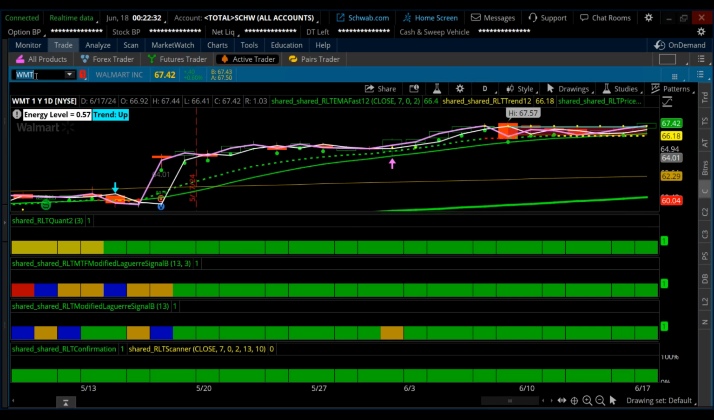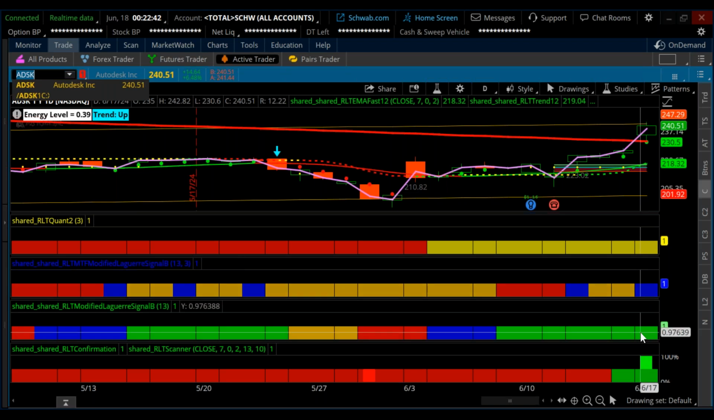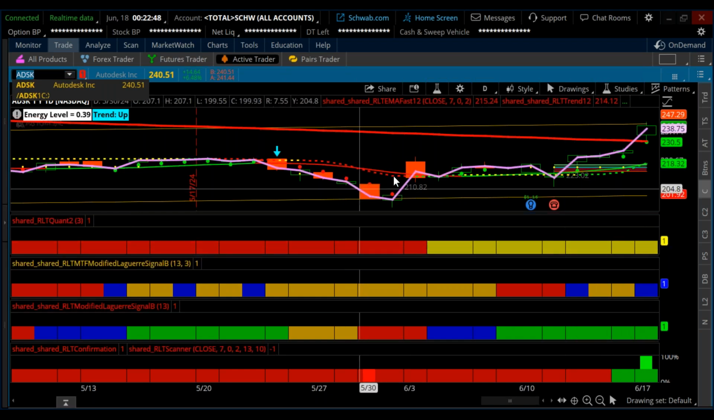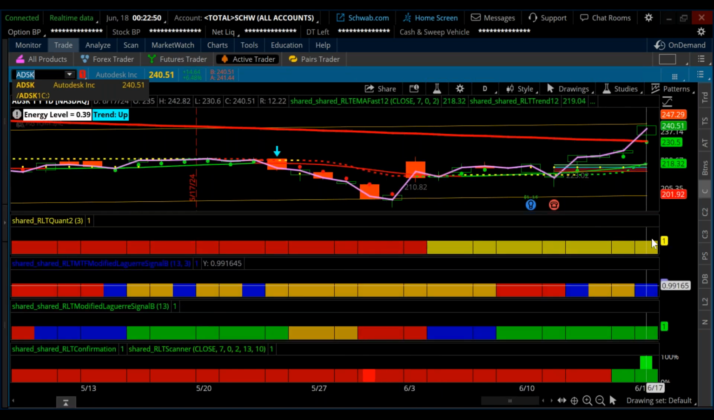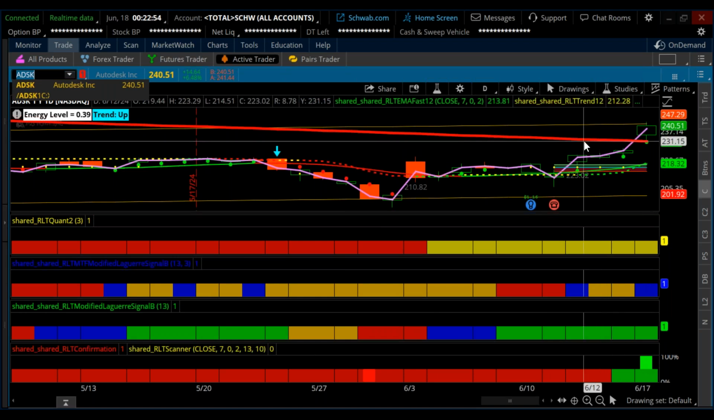Right, these are just a few that I had jotted down today. Autodesk. See Autodesk here? You notice how the multi-time frame just went from yellow to blue today. Current time frame is already green, so we've got bullish here. Now we have a long-term trend that's still yellow because it's been chopping around a lot, but it's switching over to bullish here, and it's a decent setup on the daily chart. All right, Autodesk.